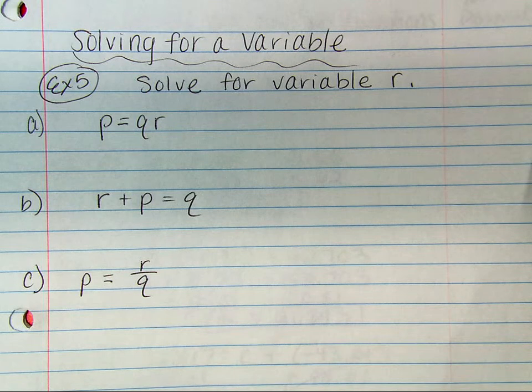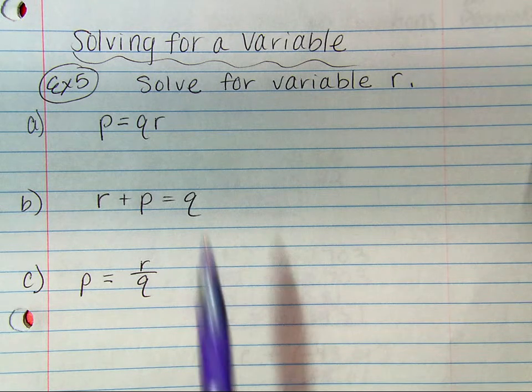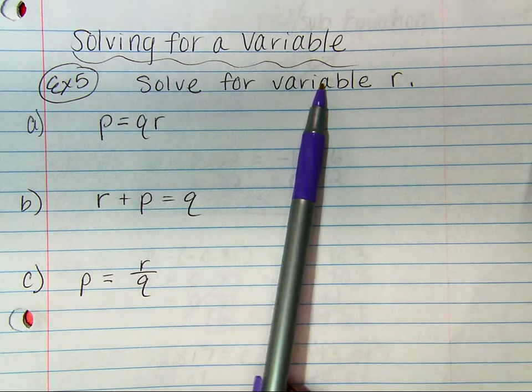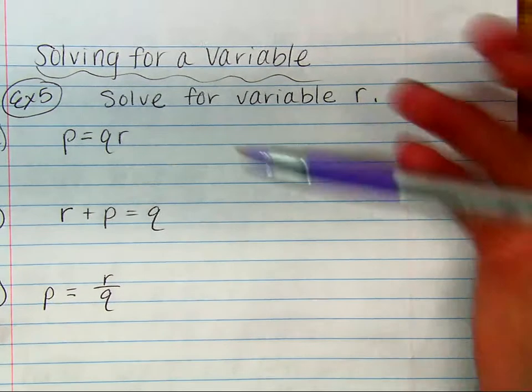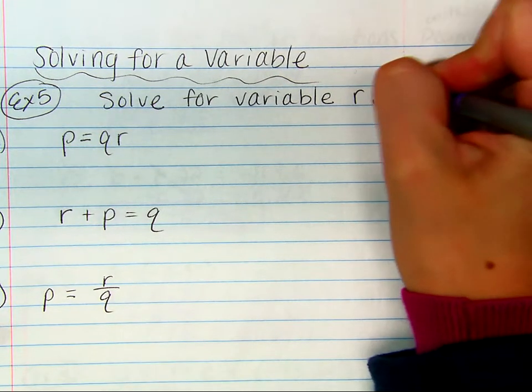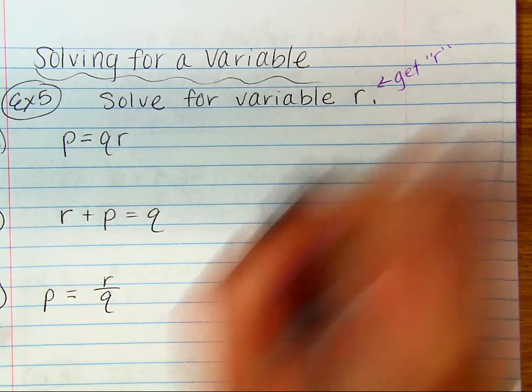Next, we're going to look at some examples that involve solving for a variable. So to solve for a variable, use the exact same properties that you did before when there were numbers involved, except for this time there are only variables. So let's say I was asked to solve for the variable r. That simply means to get r by itself.